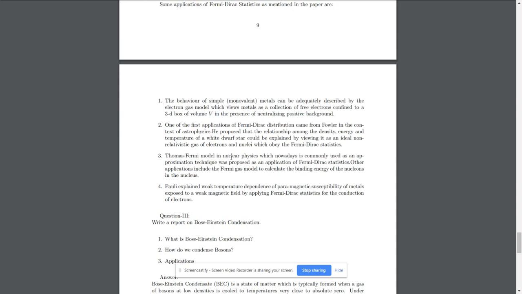We can also model nuclear phenomena using Fermi-Dirac statistics. Other applications include the Fermi gas model to calculate the binding energy of nucleons in the nucleus. Pauli also explained the weak temperature dependence of paramagnetic susceptibility of metals exposed to a weak magnetic field by applying Fermi-Dirac statistics to the conduction electrons.